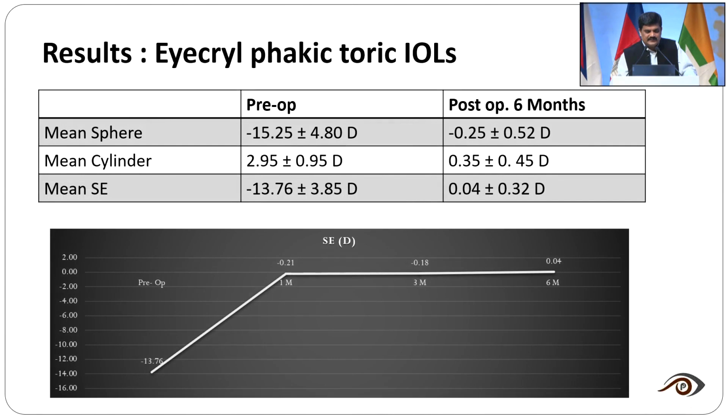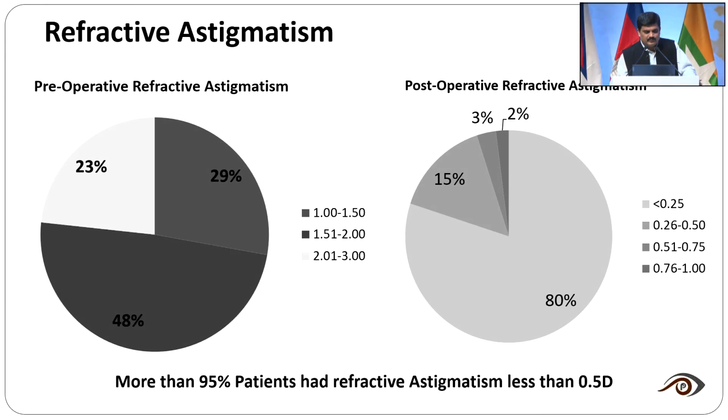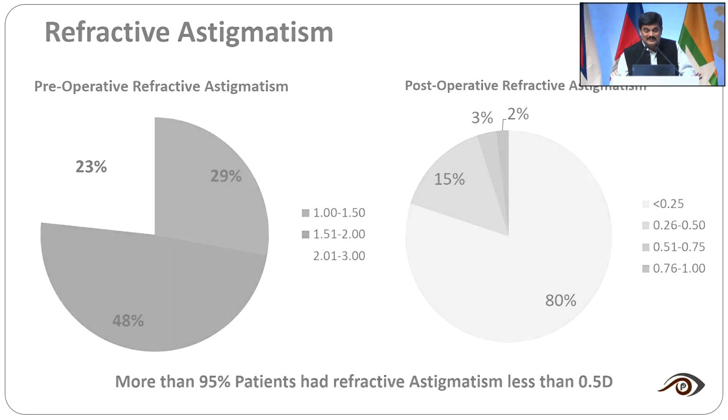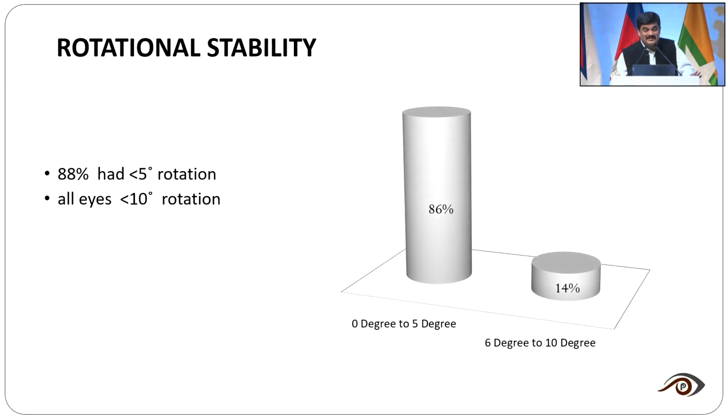So this is the overall result, with patients coming after 6 months of follow-up. If you see here, more than 95% of the patients had a refractive astigmatism of less than 0.5 diopter. That means the rotational stability is very good in these patients. 88% had less than 5 degrees of rotation, and all eyes had less than 10 degrees of rotation, as you can see.